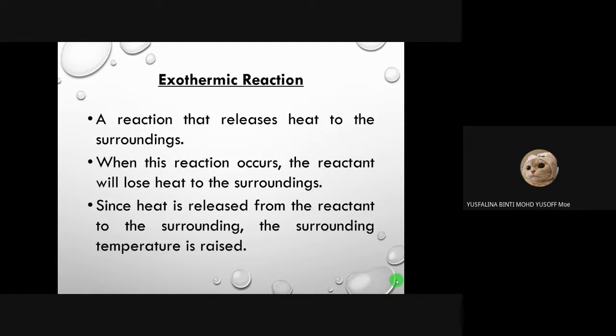Okay, so let's see the first one, exothermic reaction. It is a reaction that releases heat to the surrounding. So exothermic is actually you release heat to the surrounding. When you release heat to the surrounding, your surrounding will become hot, and the temperature will increase. Okay, so I explain again. The exothermic reaction is the reaction that releases heat to the surrounding. So the surrounding will become hot, and the temperature will increase.